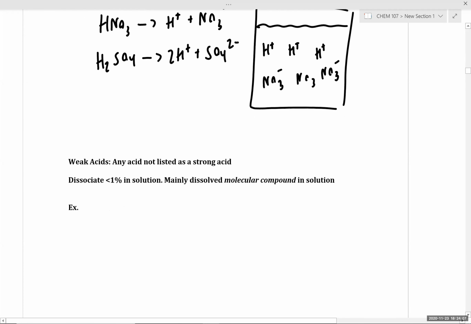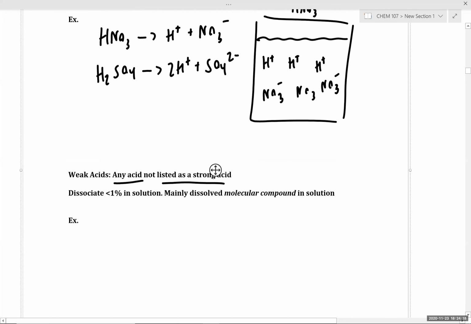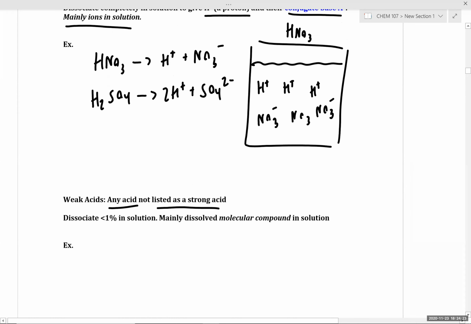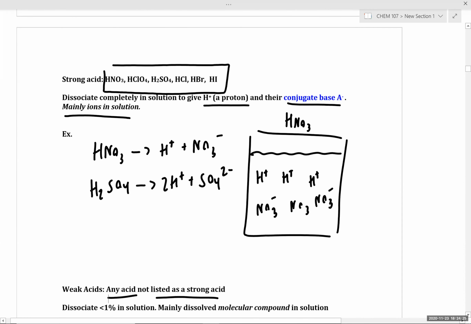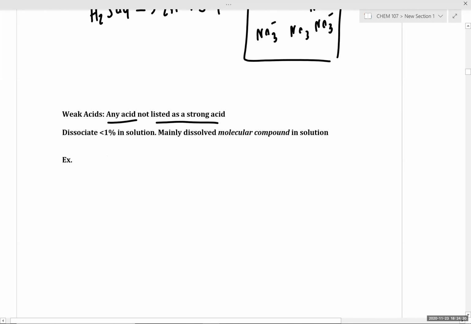Perfect. So let's talk about weak acids. To make things easy, these are essentially any acid not listed as a strong acid in our table, both in the book, and you'll see a table later on in the notes. If it's an acid and it's not in this list of strong acids, you'd be reasonable to assume it would be a weak acid in most cases. The main feature of weak acids is that they dissociate less than 1% in solution. We have mainly molecules dissolved in solution.